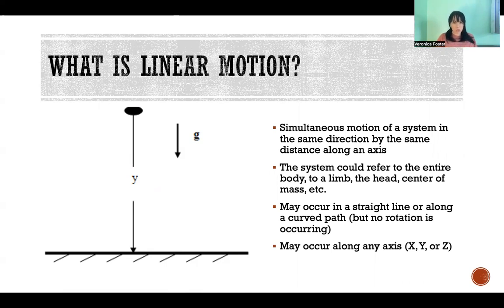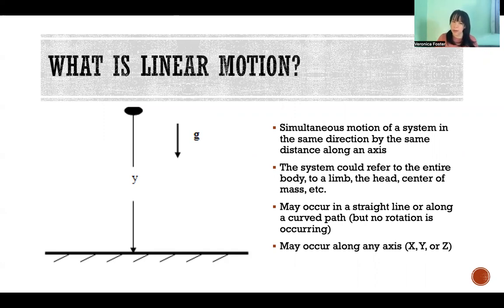So if we're watching a movement and we're trying to assess whether any linear motion is taking place, you need to think not about the entire body and whether the whole body is moving from one position to another, but look at the movement that's occurring and look for anything that you see moving along a linear path. A linear path could be a straight line or it could be a curved path, as long as there isn't rotation occurring around a fixed axis, because then it would be angular motion.